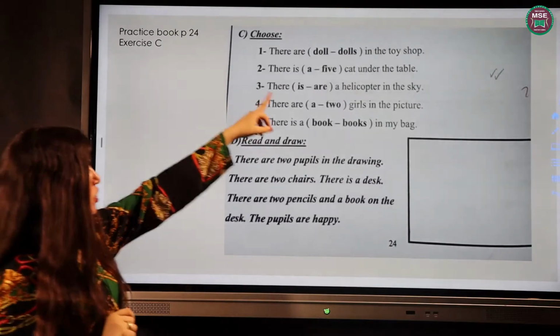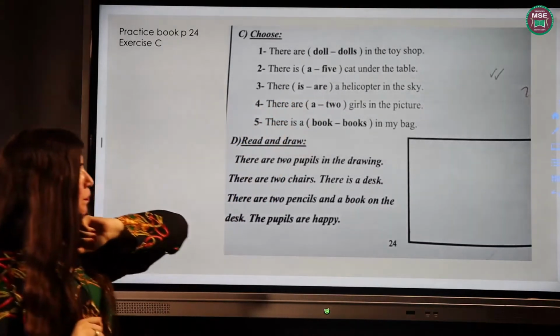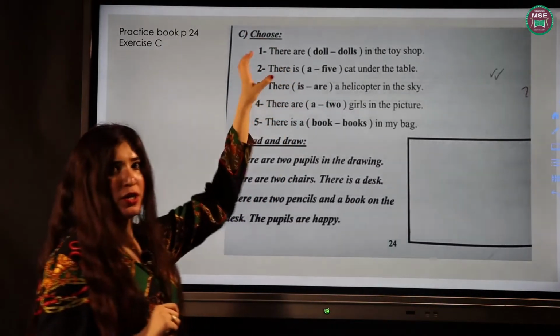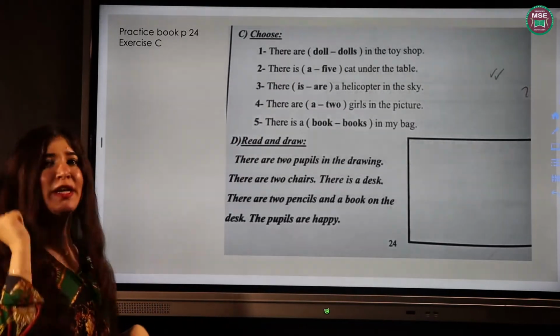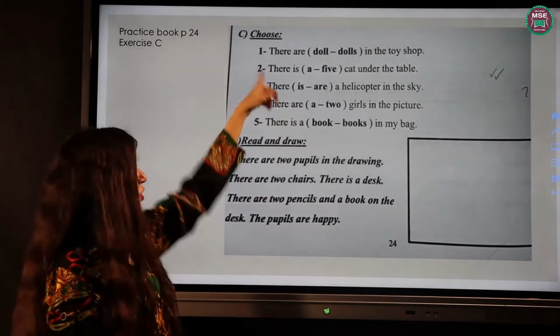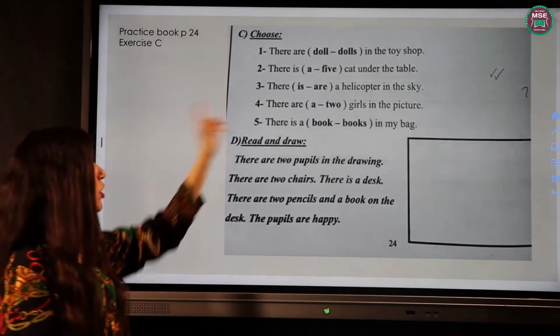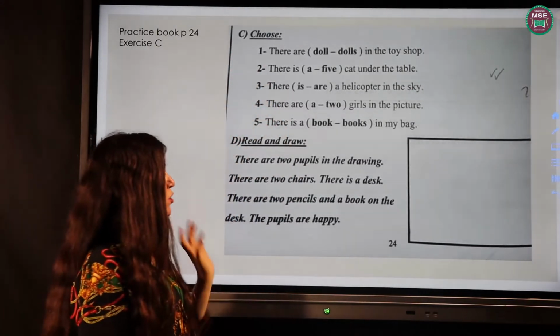There are doll or dolls in the toy shop. We said we use there are when we talk about many things or many persons. So it will be there are doll? No, there are dolls in the toy shop.